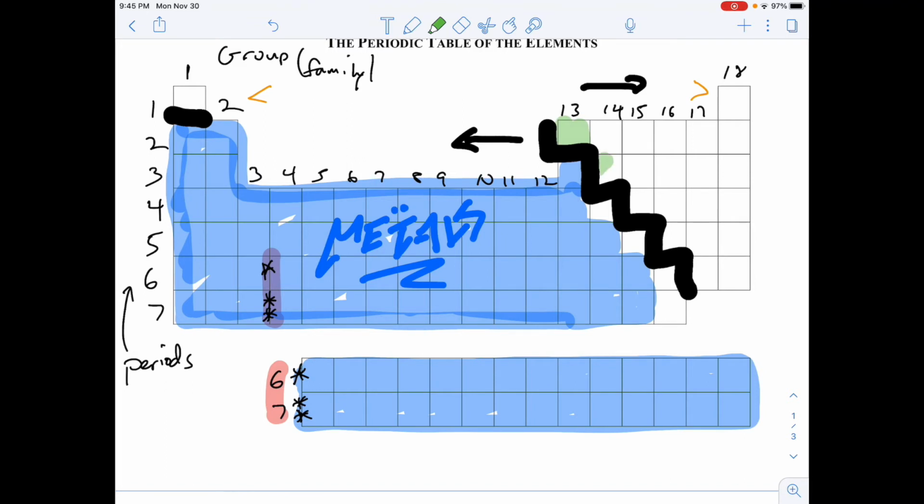And then along the dividing line between metals and nonmetals, we have some of these guys in these boxes. And they're called our metalloids or our semimetals. So they're kind of not metals, kind of not nonmetals, they're in between. They're, again, metalloids.